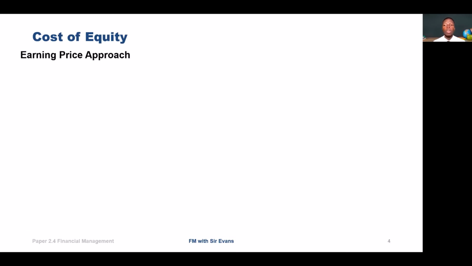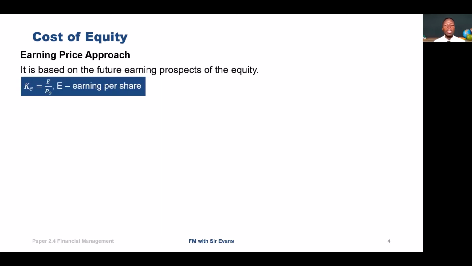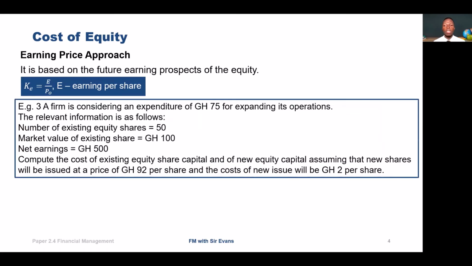Earning price approach. So it is based on the future earning prospects of the equity. So KE becomes E, where E is the earning per share, over P0, where P0 is the net proceeds of the share. So a firm is considering an expenditure of 75 cedis for expanding its operation. The relevant information are: number of existing equity shares is 50, 50 being the number of shares. Market value of existing share is 100, and the net earnings is 500. So we should compute the cost of existing equity share capital and of new equity capital, assuming that new shares will be issued at a price of 92, and the cost of new issue will be 2 cedis.